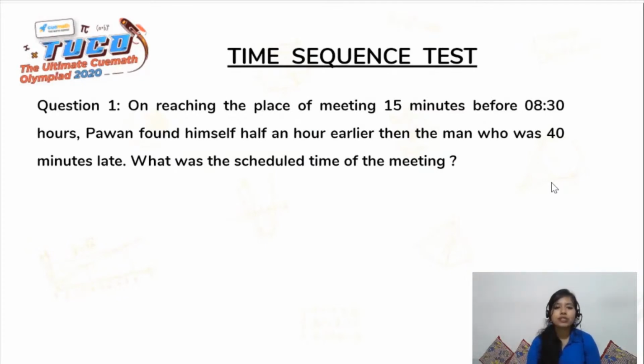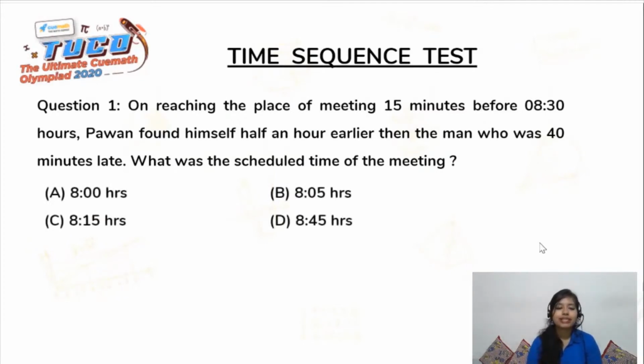Okay, so now our next objective is time sequence test. Let's see. On reaching the place of 15 minutes before 8:30 hours, Pawan found himself half an hour earlier than the man who was 40 minutes late. What was the scheduled time of the meeting? Let's check. So on reaching 15 minutes before 8:30 hours, Pawan is reaching at what time? When you subtract 15 minutes from 8:30, it would be 8:15, right? So Pawan is reaching at 8:15.